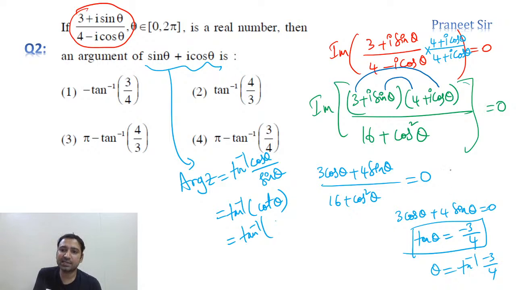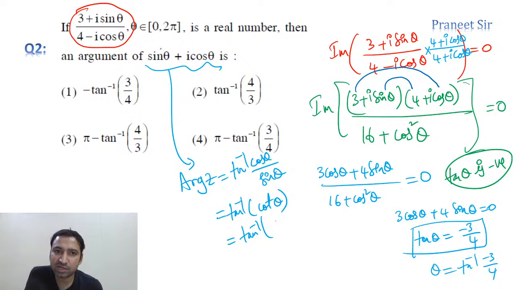See, if tan theta is negative, what about sin theta and cos theta, guys? If tan theta is negative, what about sin theta and cos theta? Tan theta negative means which quadrant, guys? Either second quadrant or third quadrant, correct or not?